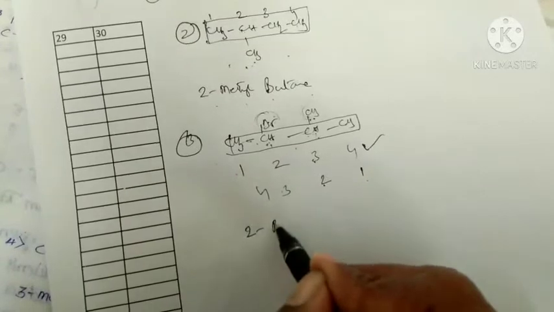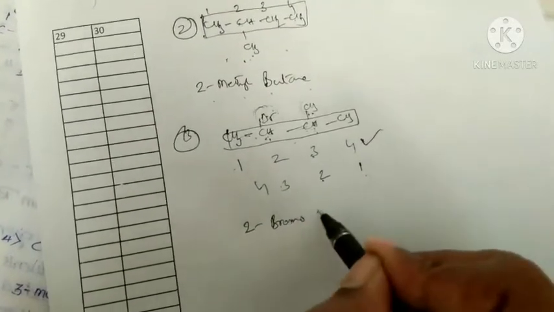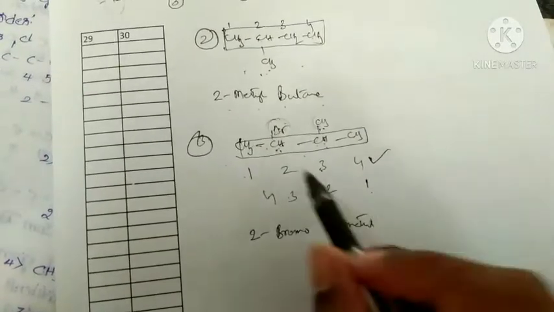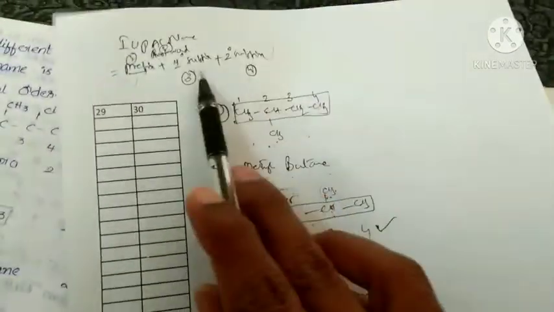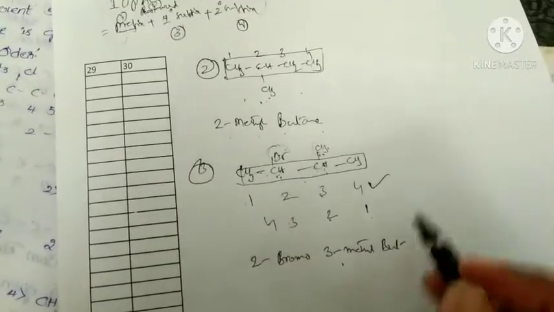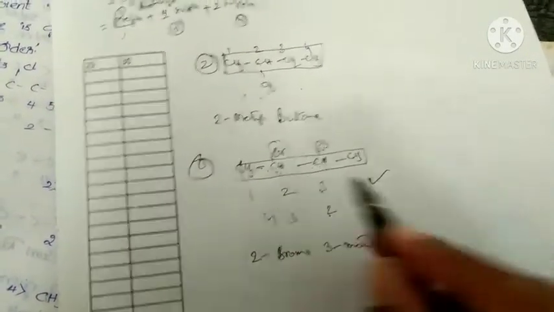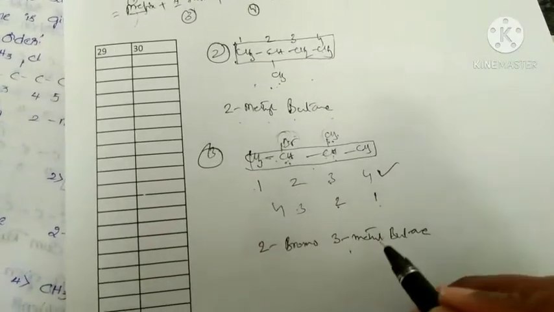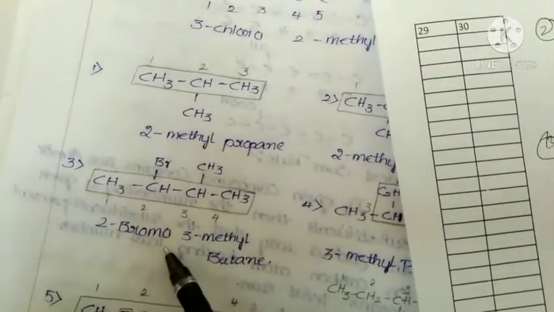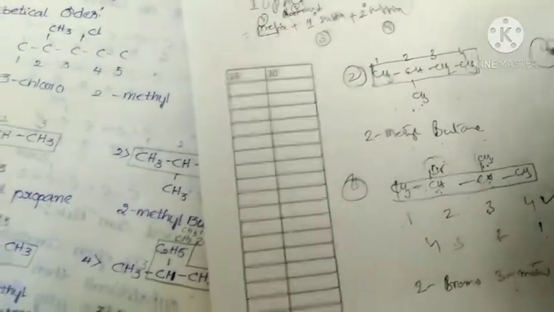Then what is the name of the compound? 2-bromo, that is a prefix, and 3-methyl, that is also a prefix. Here two prefixes are present. Then what about the root word? 4 carbons, but. Then the primary suffix? Ane. There is no suffix here also. So what is the name of the compound, students? 2-bromo, 3-methyl butane. That's it. Next compound.